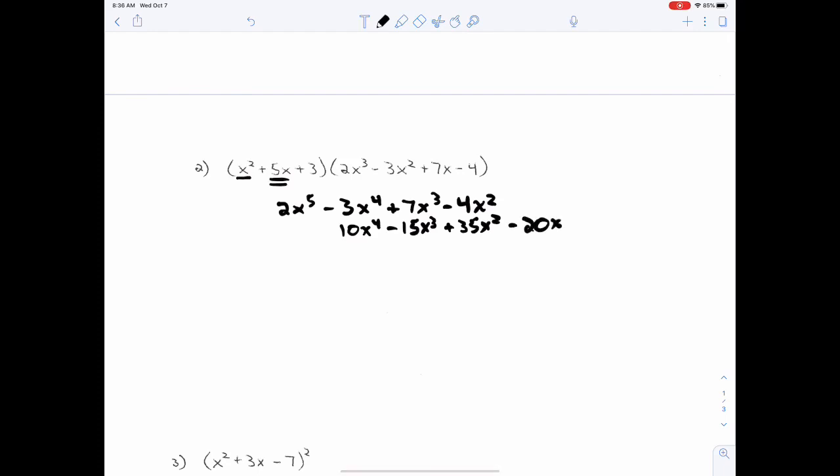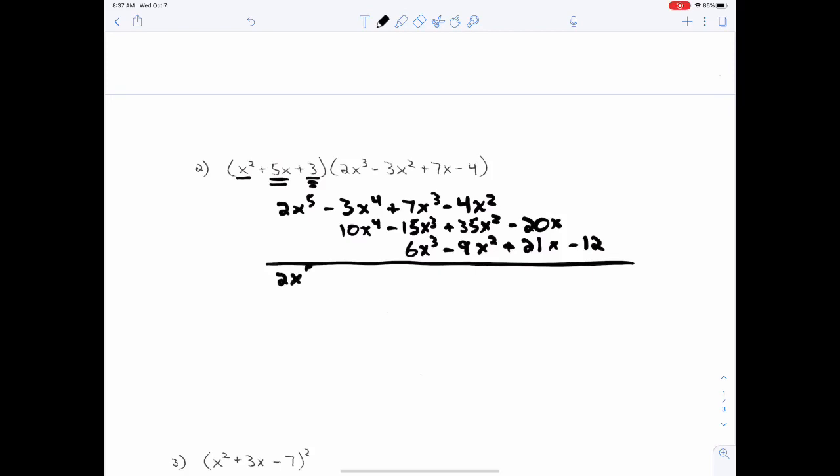Okay, and then we'll distribute this third one. And we get 6x cubed, so we'll stick that under the x cubes, minus 9x squared, plus 21x minus 12. And you will make far fewer mistakes if you do it this way. So now we'll combine. So we have 2x to the fifth plus 7x to the fourth.